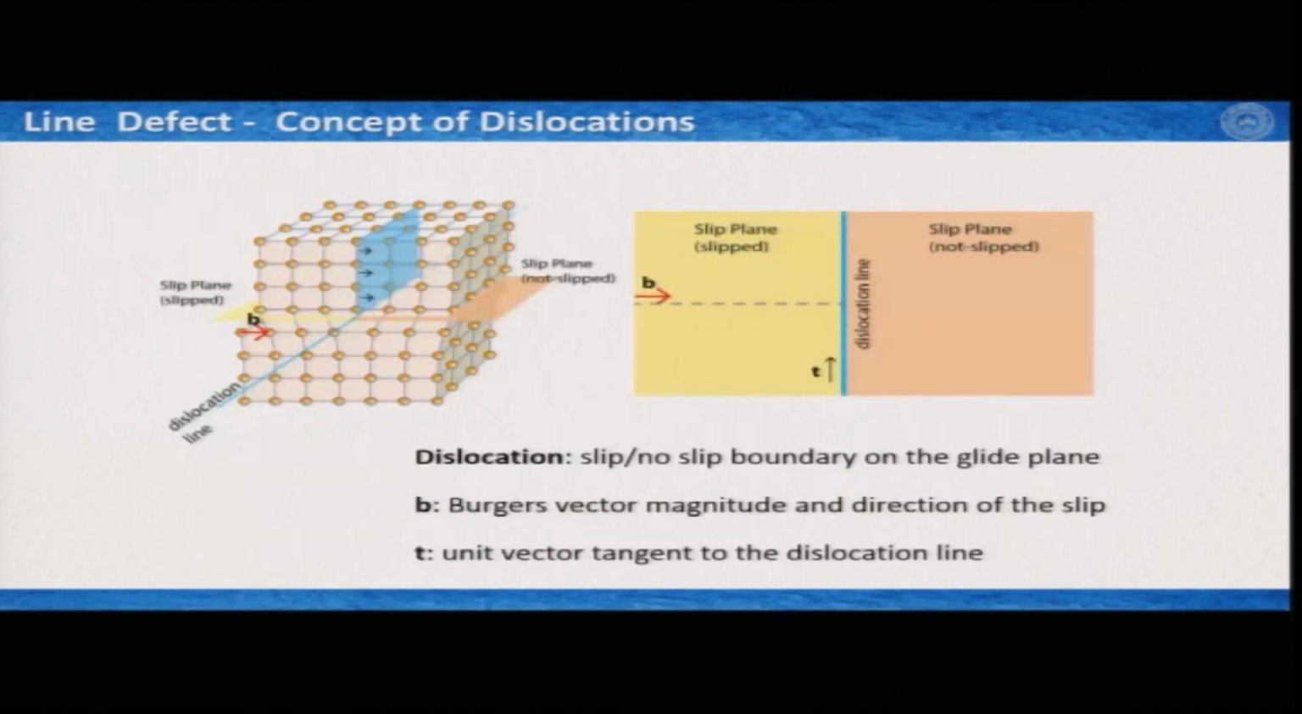Okay. So, if we try to look at this dislocation in a different way, imagine that this blue line here is our dislocation line, and this is our glide plane. The unit vector by which the dislocation moved the slipped side along the slip plane is known as the Burgers vector. So, the Burgers vector is the magnitude and direction of the unit slip.